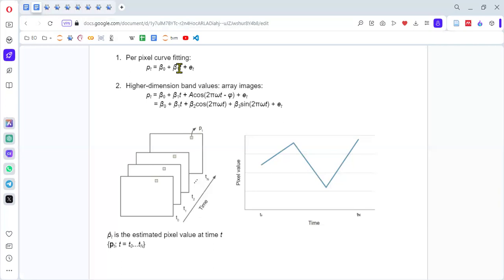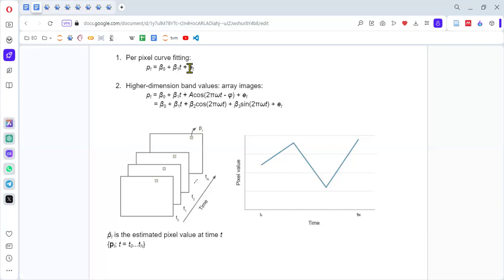Then we have this E sub t, and this represents the error term or residual at time t, and it accounts for the variability in P sub t that is not explained by the linear relationship with t. So it is initially assumed to be 0 or a random variable with a mean of 0. And there can also be many approaches similar to this, such as differencing and averaging and others.